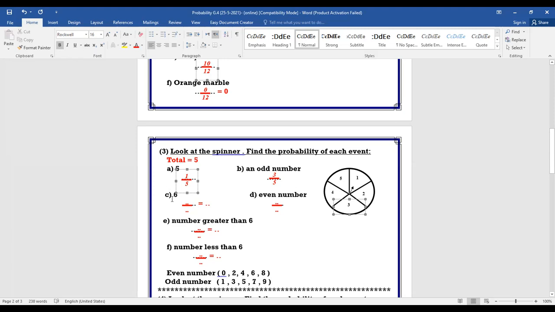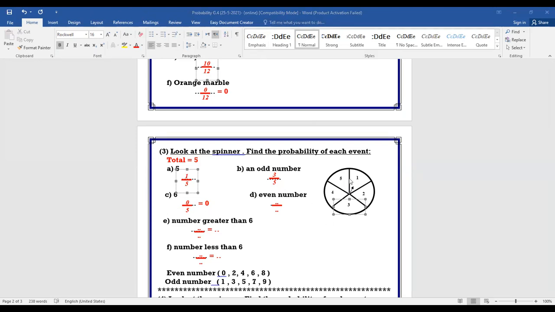Okay, C. Probability of 6. How many 6s do we have? There's no 6 here. It will be 0 out of 5, out of the total number, and 0 out of any number equals 0. Okay, 0.